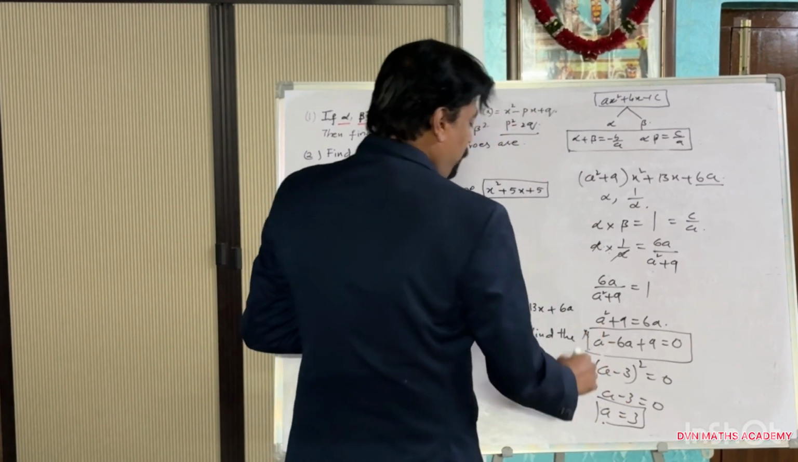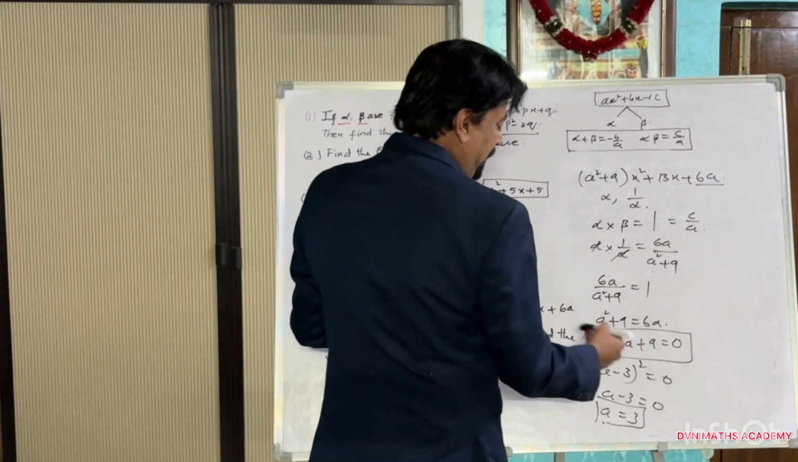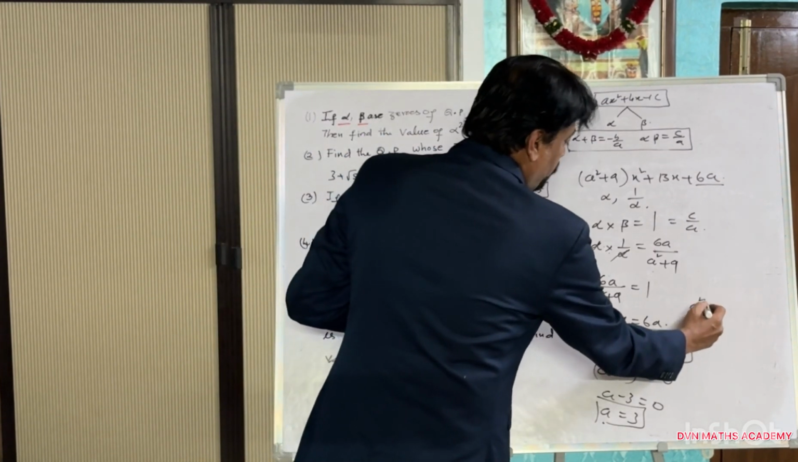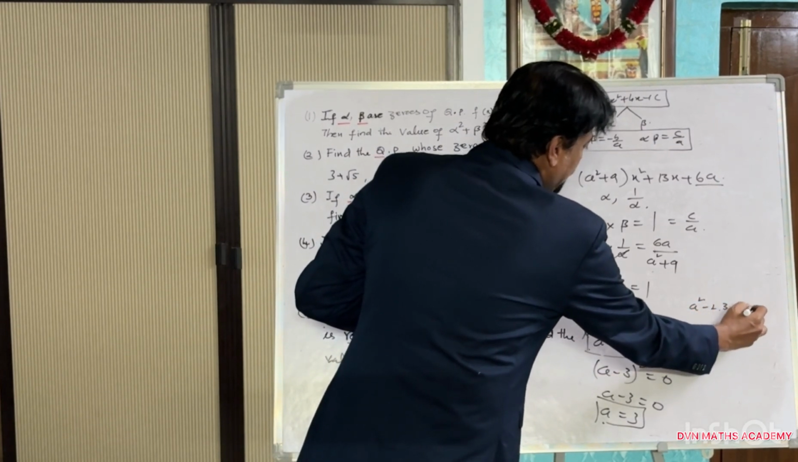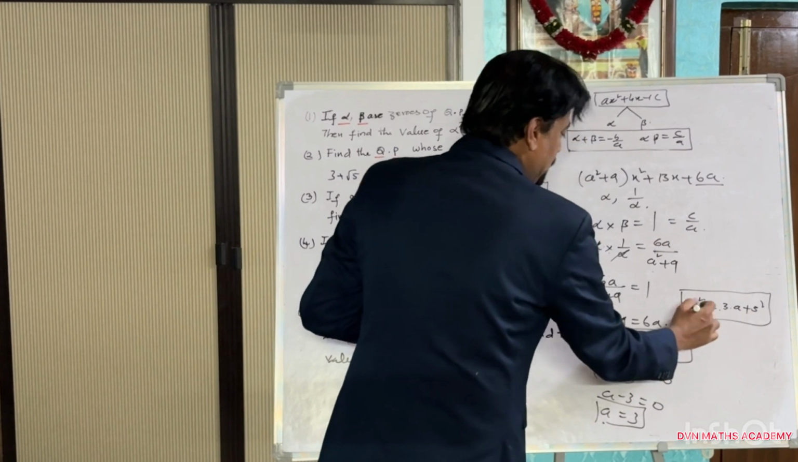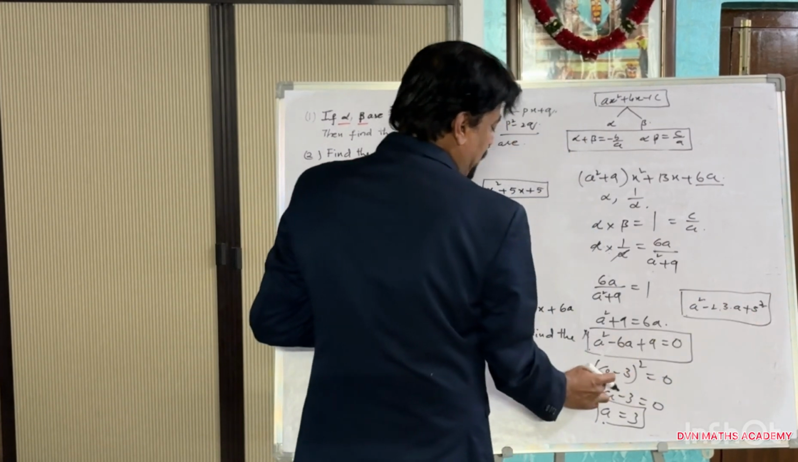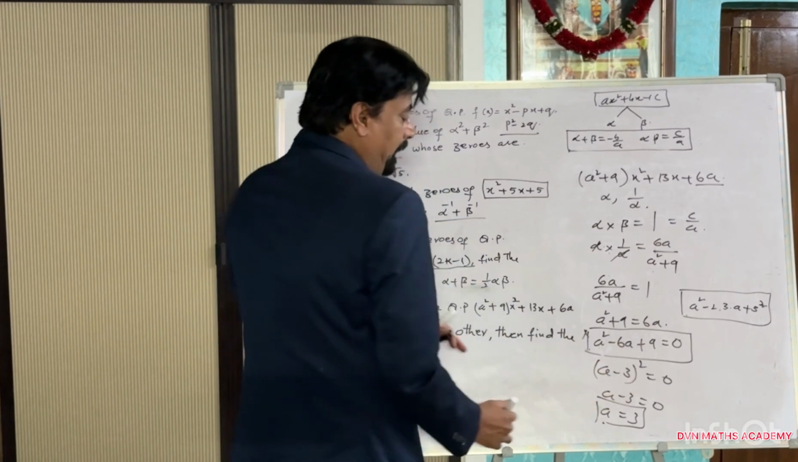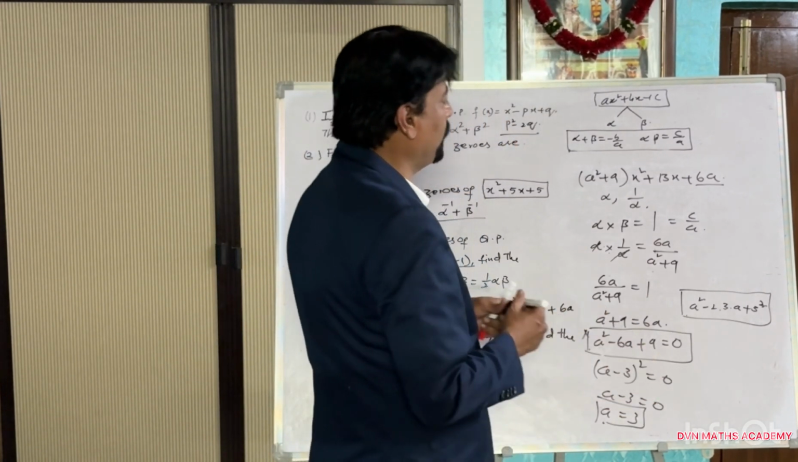So if you observe carefully, this is in the form of a minus 3 whole square. A minus 3 whole square means a square minus 2 into 3 into a plus 3 square. This is in this form, so this is a square minus 2ab plus b square. So directly I wrote it is in the form of a minus 3 whole square. If a minus 3 whole square is equal to 0, a minus 3 is equal to 0, then a is equal to 3.